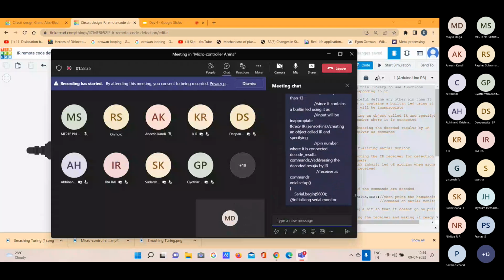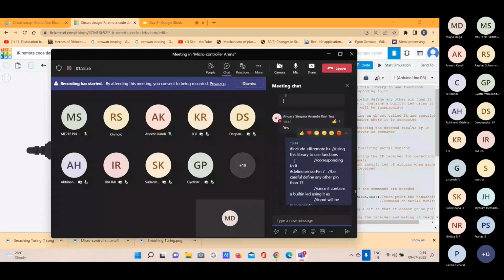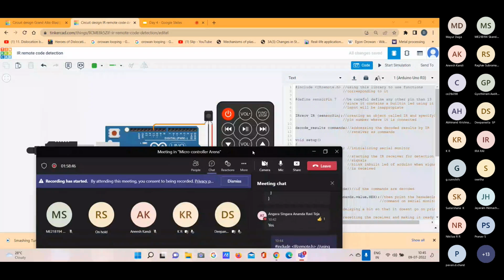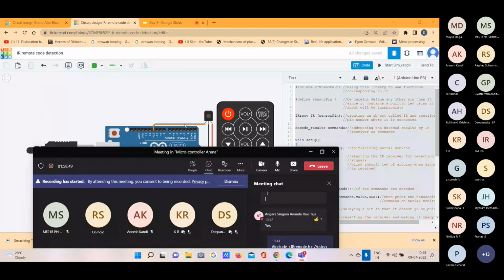I will send you a code in chat. After you are done with the circuit, just copy and paste it in your Tinkercad code. I defined the sensor pin as 7.